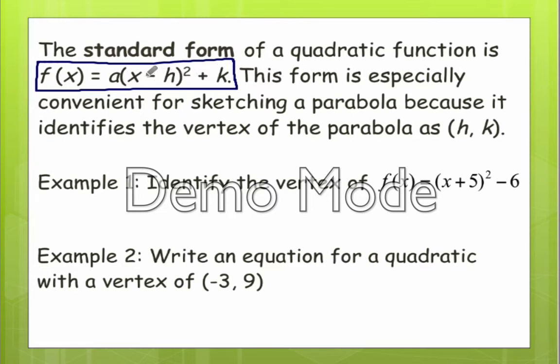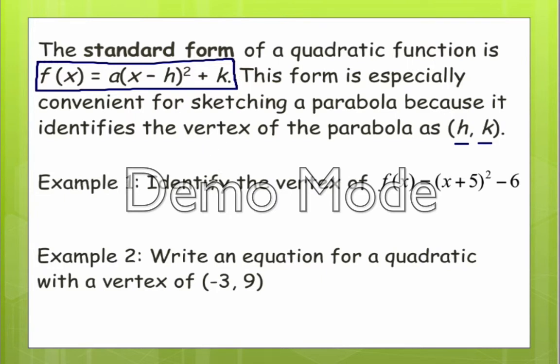Notice in the form it's x minus h, but the x coordinate of the vertex is h. So what that translates to is that the x coordinate of the vertex is going to be the opposite of this number. The y coordinate of the vertex is going to be the same sign as the constant on the end. So let's look at an example so you can understand what that means.